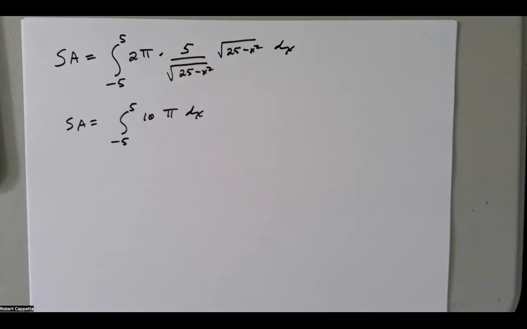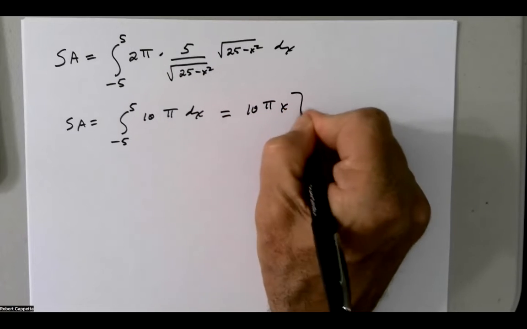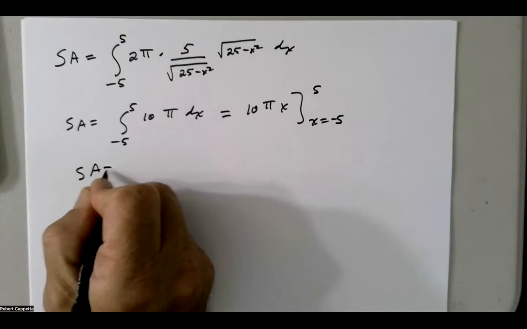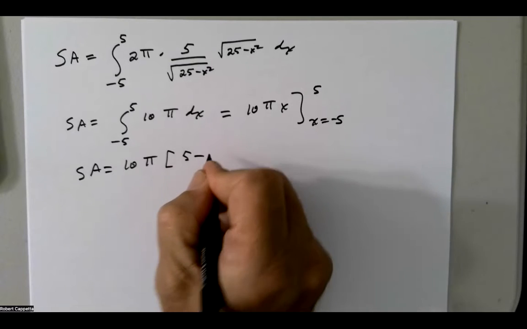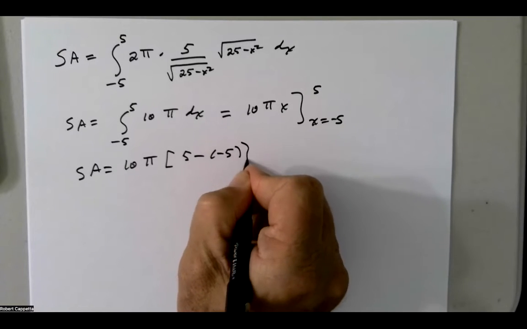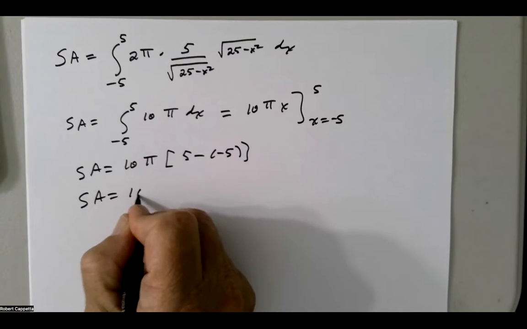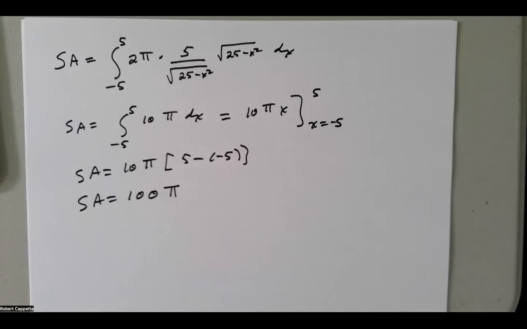Notice how nicely this turned out. In reality, surface area integrals are almost always impossible to evaluate. We were just extremely fortunate here to get one that worked out well. My antiderivative would be 10 pi x, evaluated as x goes from -5 to 5. So the surface area is 10 pi times 5 minus -5. 5 minus -5 is another 10, times that 10 pi gives me the surface area of 100 pi.